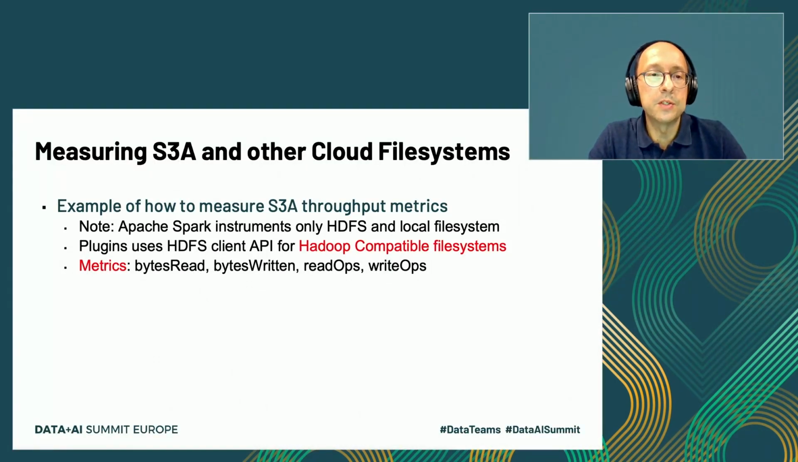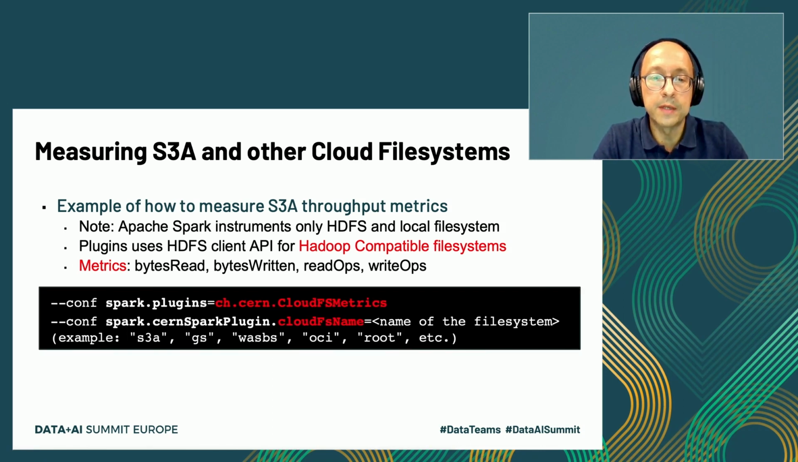Another type of instrumentation you can do using plugins, which is not available in Apache Spark without this additional add-on, is instrumenting cloud filesystems, for example S3. Apache Spark by default implements only HDFS and local file system instrumentation. When we use a cloud filesystem in Spark, we anyway use the Hadoop API. So these file systems are wrapped into Hadoop-compatible file systems, where we have metrics like bytes read, bytes written, read operations, and write operations.